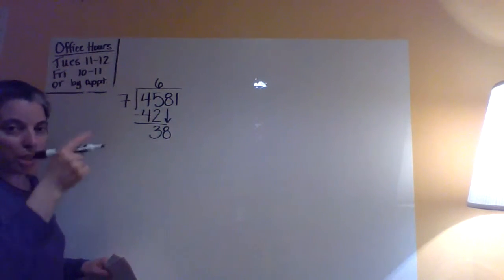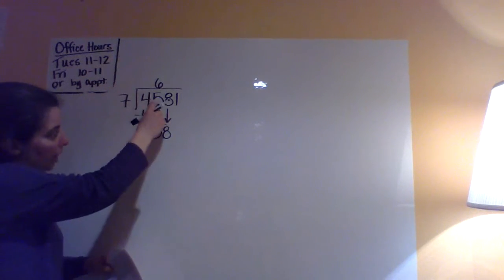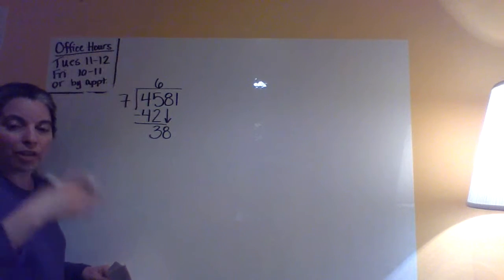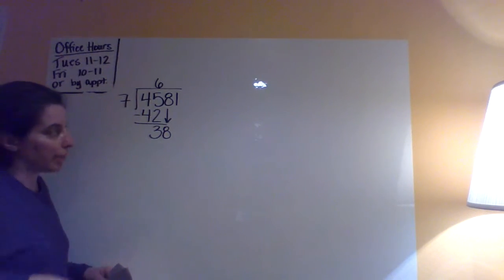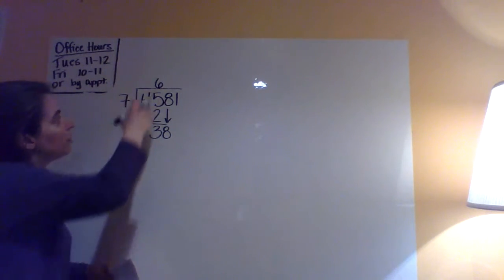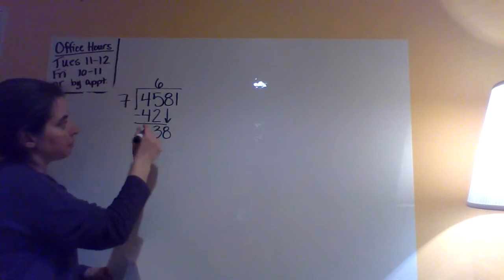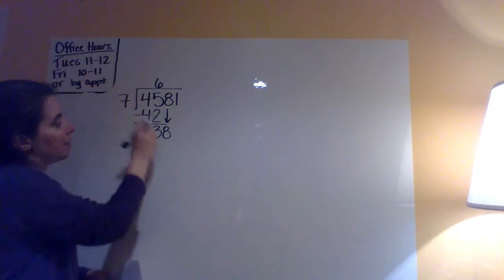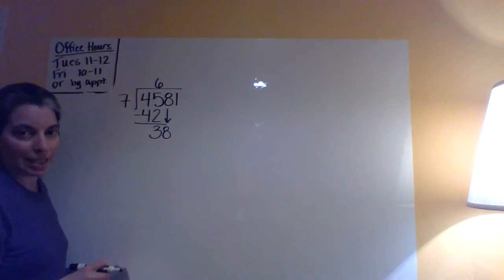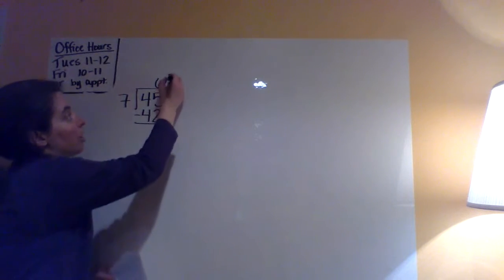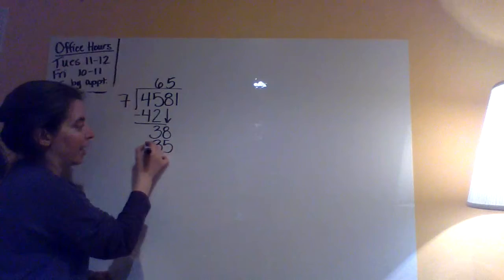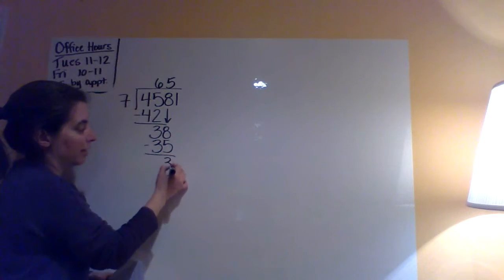Now, once I've put a number up there, multiplied to get my 42, subtracted and brought down, I've done one whole cycle. Everything else beyond this is just a repeat of that cycle. So 6 times 7, that's what gave us our 42, right? We subtracted, we bring down. Now we're seeing how many times 7 can go into 38 without going over. So we know that's going to be 5 times, because 7 times 5 is 35. I subtract and get a 3.